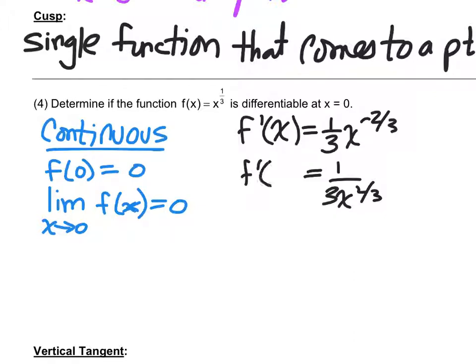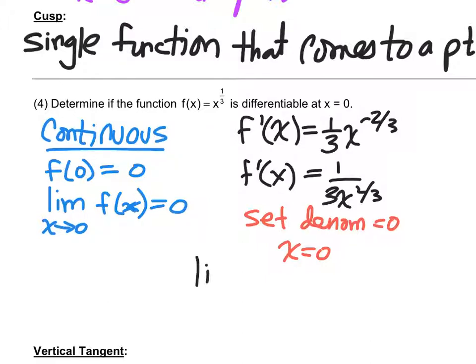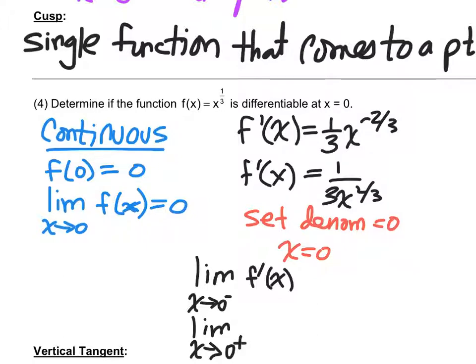So that's my derivative. If I set the bottom equal to 0, because again, that's the only thing that's going to make it undefined, set denominator equals 0, we're going to get x equals 0. All right, so it's the same concern. So what I would need is the limit as x approaches 0 from the left of f prime of x. And I need the limit as x approaches 0 from the right also of f prime of x.